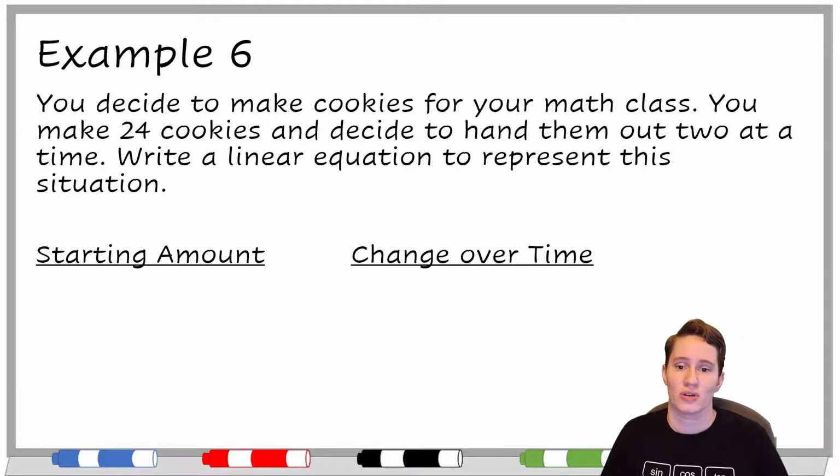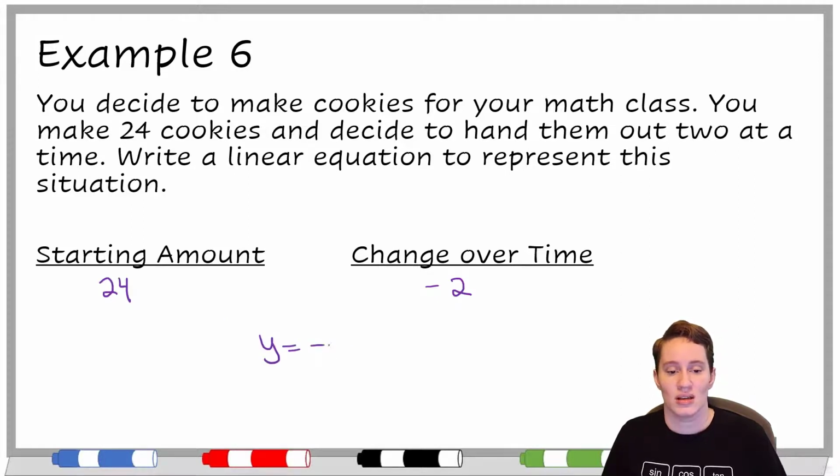If you make 24 cookies and decide to hand them out 2 at a time, write a linear equation to represent the situation. So what are you starting with? Well, you're starting with 24 cookies. How much are you changing over time? This one is a little bit different, because we are not gaining 2 cookies every time we hand out 2 cookies. We're actually losing 2 cookies. So that would give us a negative slope. And our equation would be y equals negative 2x plus 24.